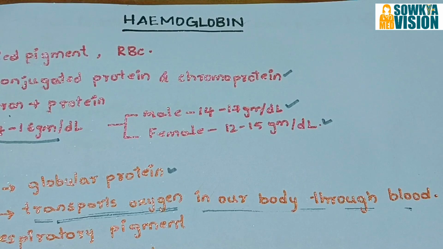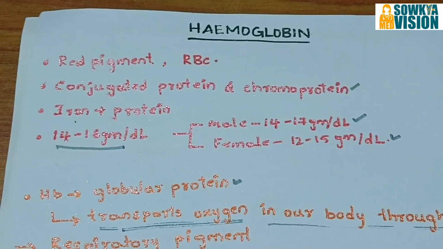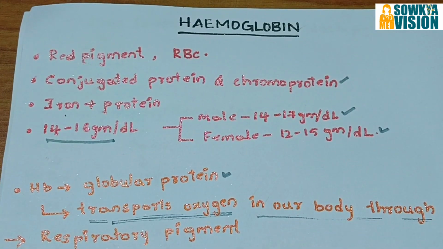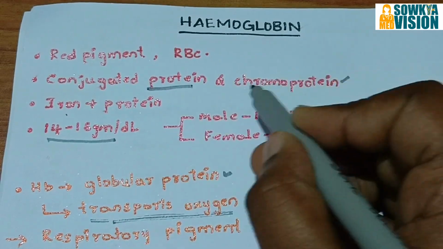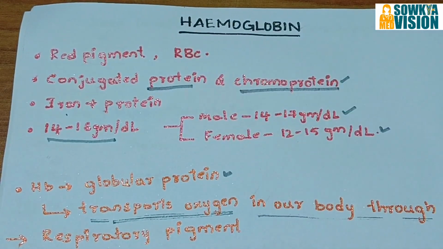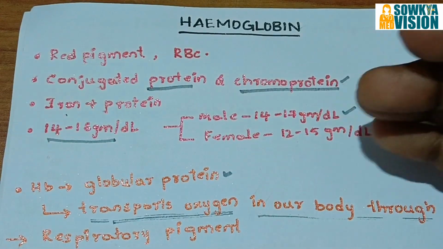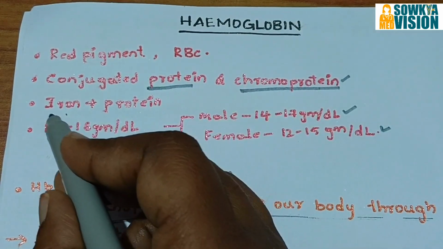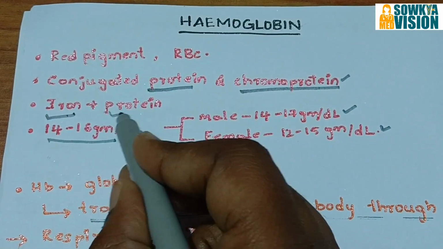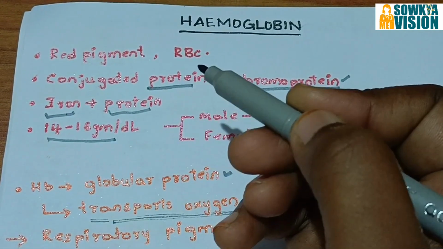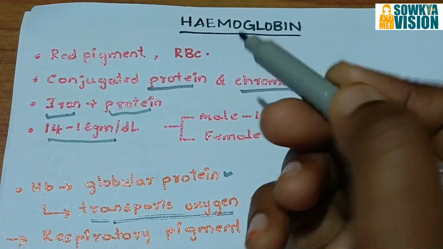Today we are going to see hemoglobin. What is hemoglobin? Hemoglobin is a red pigment. The red color of the RBC, the red blood cell, is given by a red pigment known as hemoglobin. So it is a conjugated protein. It is a chromoprotein; yes, it gives color to the cell. It contains an iron part and a protein part.